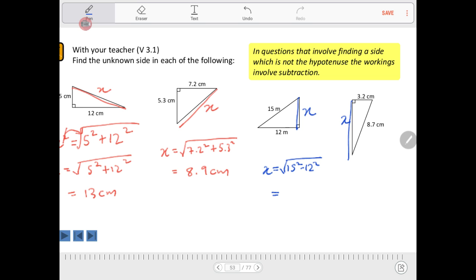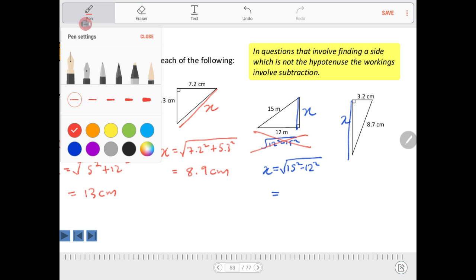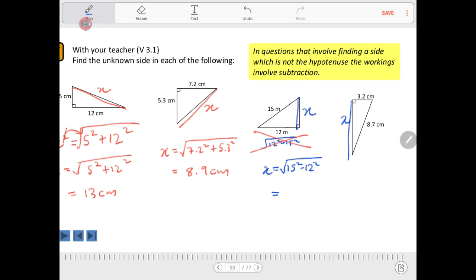It's really important, as you may discover, to have the biggest number first. So we wouldn't do, for instance, 12 squared take 15 squared. That won't work. That's not the right way to do it. We need to have the 15 first. In this case, the answer is 9 metres. Okay, you could pause the video now and try this next one.